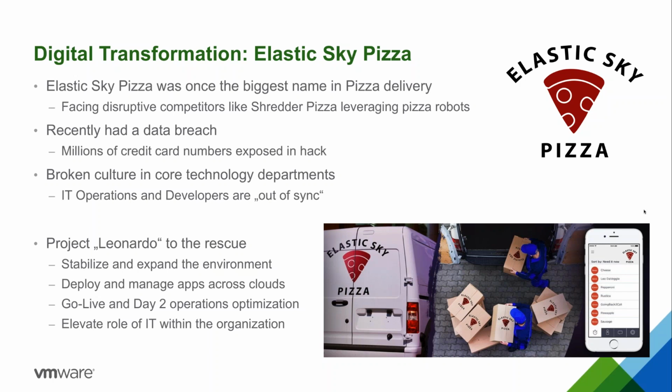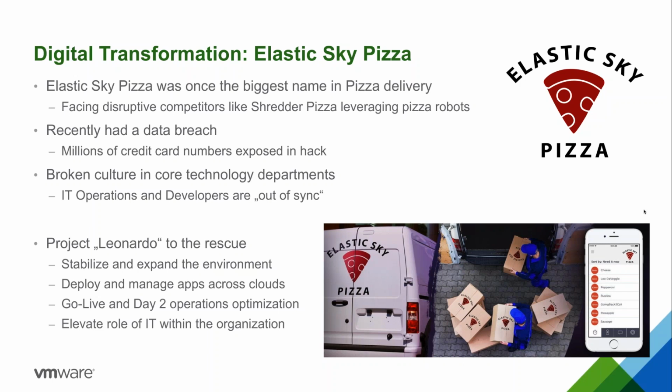So they had a data breach, millions of credit card numbers were exposed, and there is sort of a broken culture in core technology topics. So the IT operations and development departments are basically out of sync. So they're no longer sharing the same principles and making life very easy.